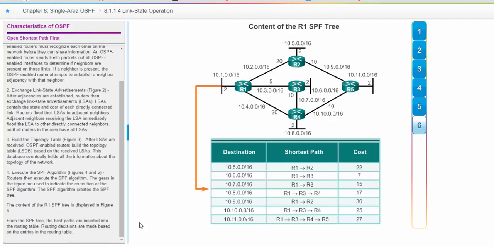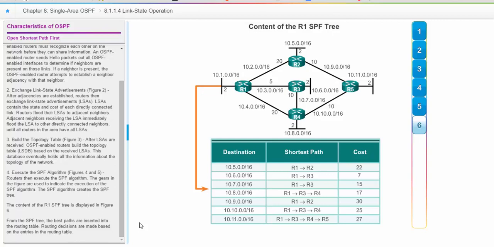Then the routers are going to flood their LSAs to adjacent neighbors, and then your adjacent neighbors receiving the LSA immediately flood the LSA to other receiving neighbors. So it just kind of keeps passing things along. It builds the topology table, and then it executes the SPF algorithm.